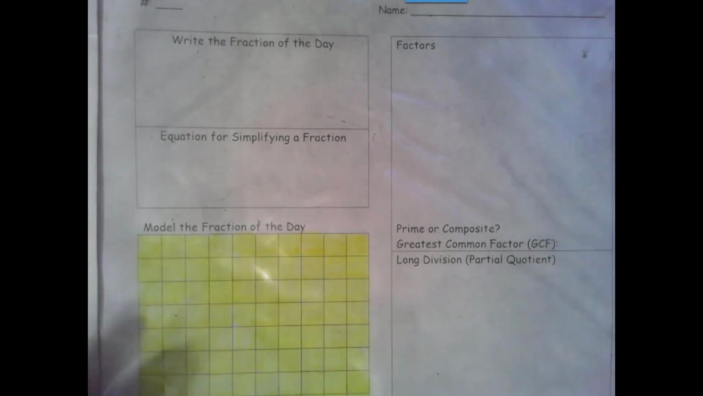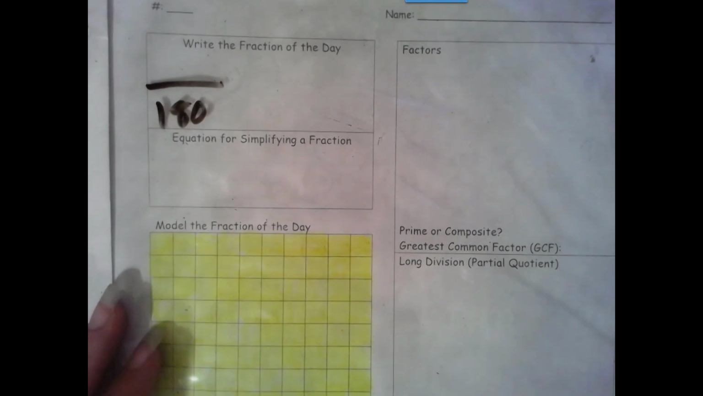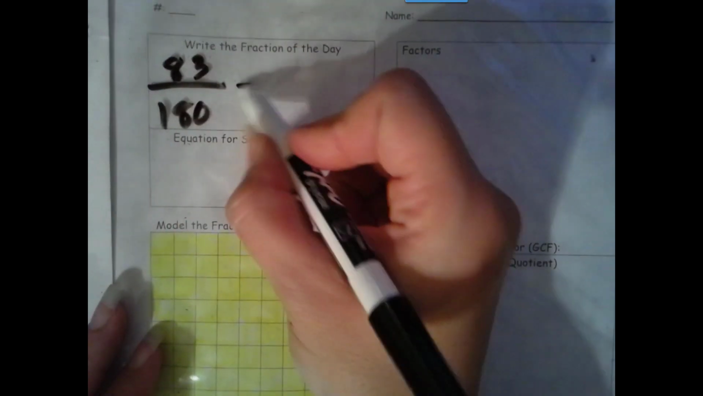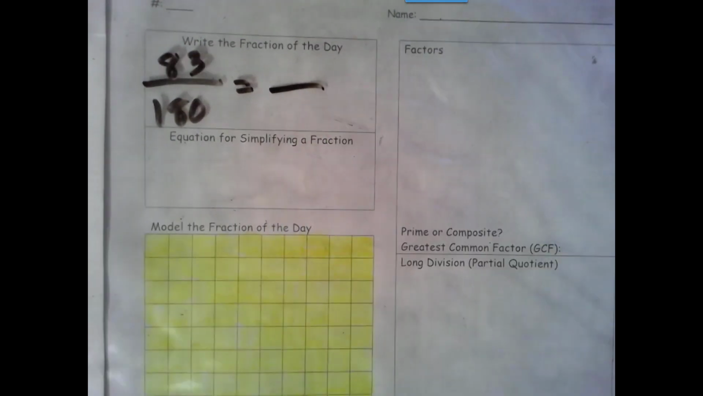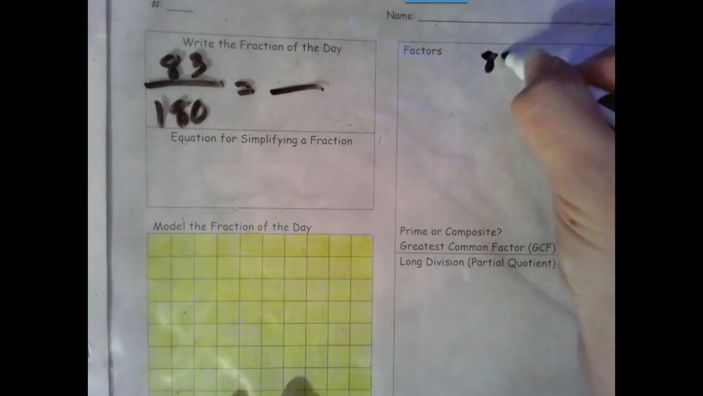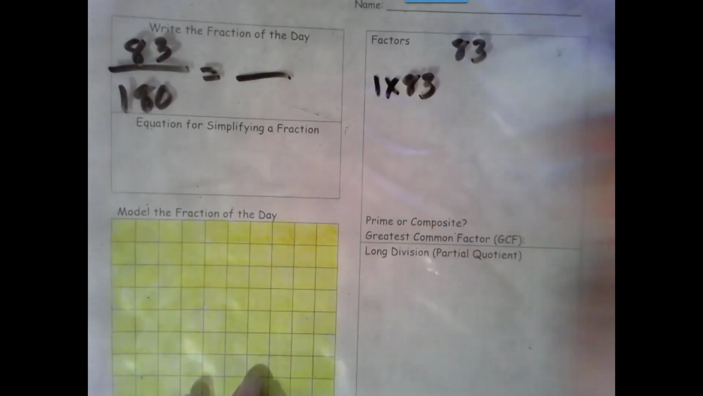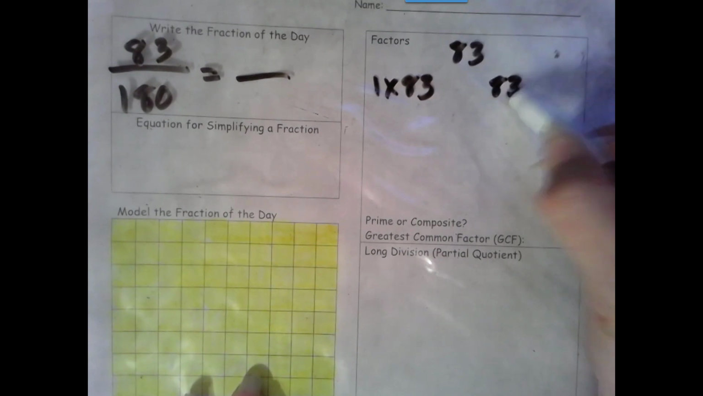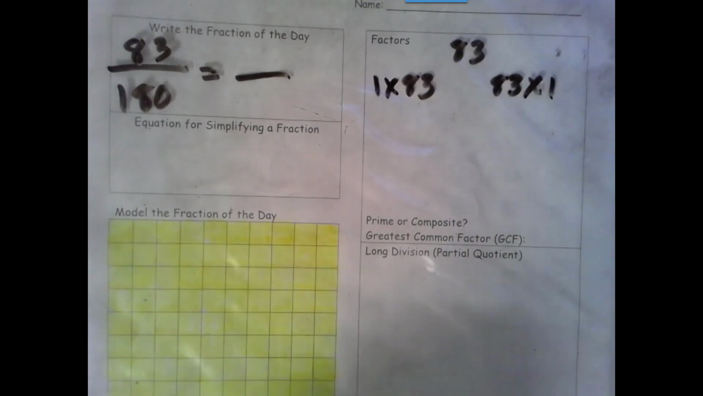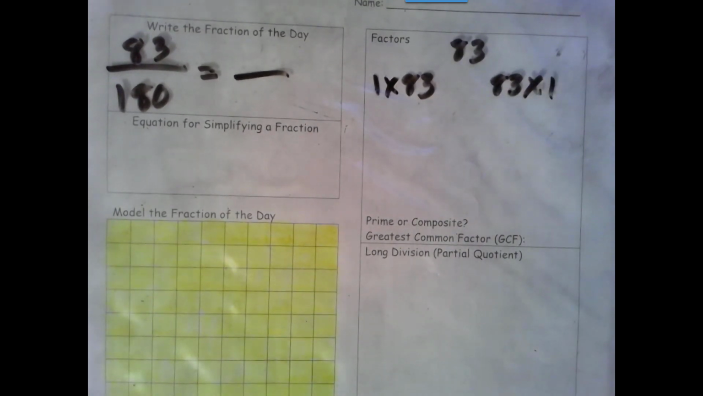All right. So our beginning fraction, we have a total of 180 school days, so that's our denominator, and we are on day 83. So let's go ahead and find the factors of our numerator, which is 83. Two factors we always know are 1 and the number itself. Using the commutative property of multiplication, I can also write it as 83 times 1.